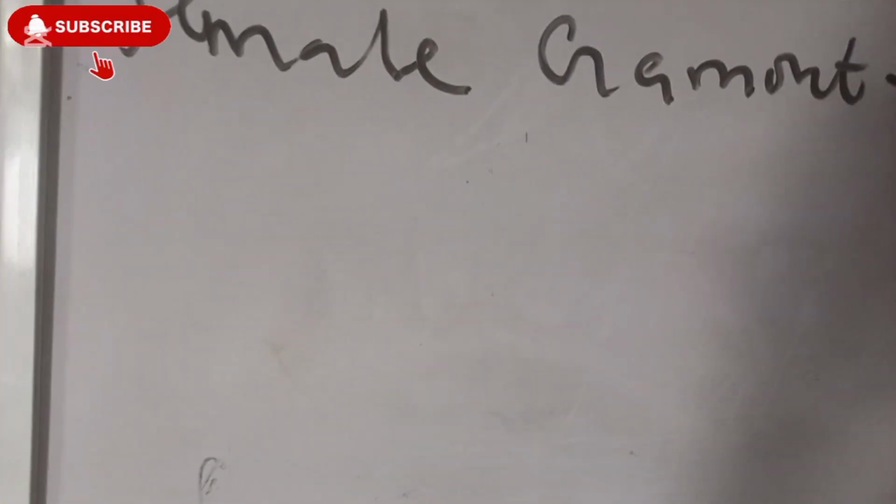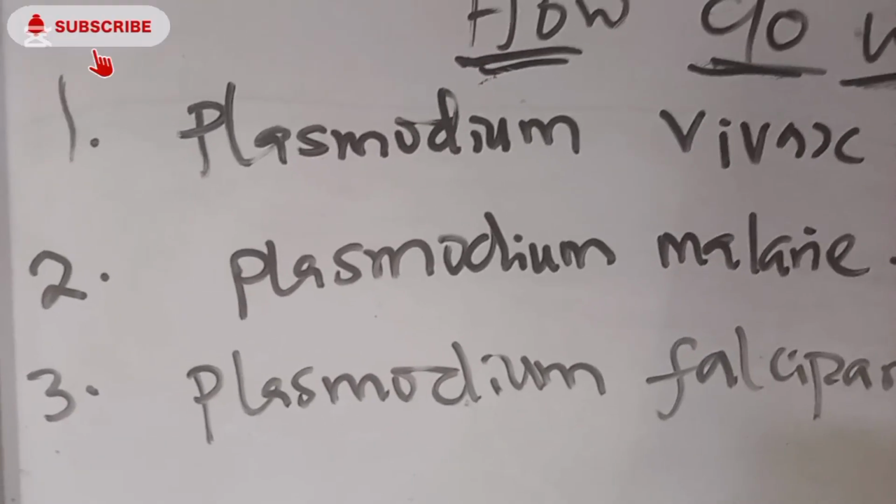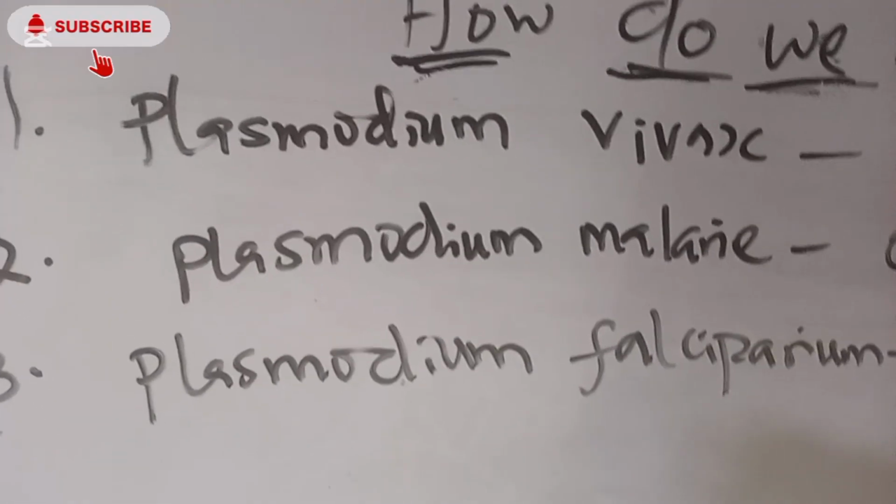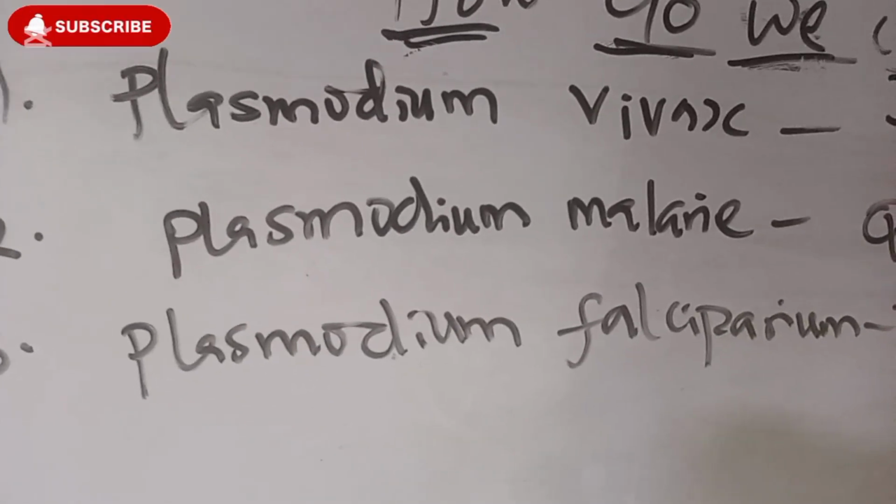So now let's talk about how we can cure this malaria and the kind of medicine we should take. But first, there are different types of malaria and fever. I want to explain them briefly, and the kinds of plasmodium, because there are three different types of plasmodium: plasmodium vivax, plasmodium malariae, and plasmodium falciparum.